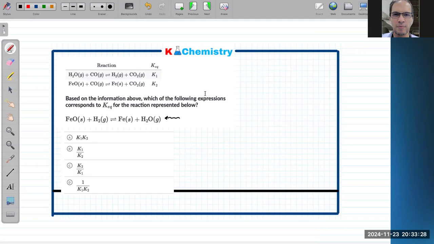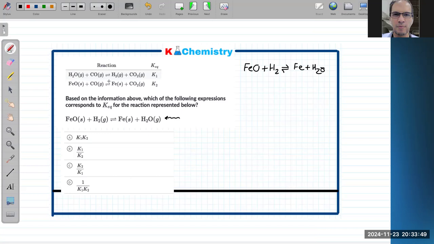We need to play with the two equations. So let's try to play with the two equations, okay? And this is the equation that I need to form. So I'll put it here in the top. This is the one that I need to reach. So this is FeO plus H2, and this is Fe and H2O. I need to play with these two equations.